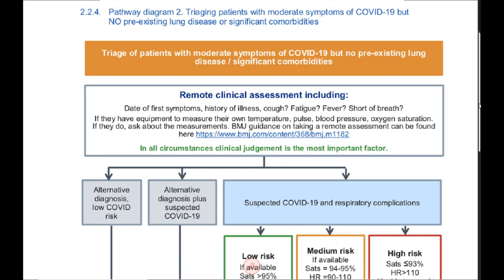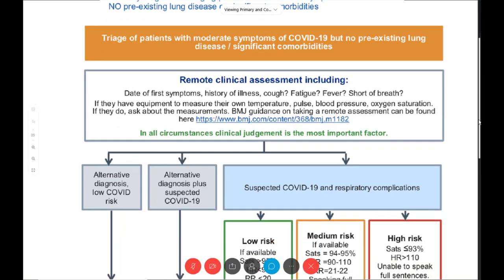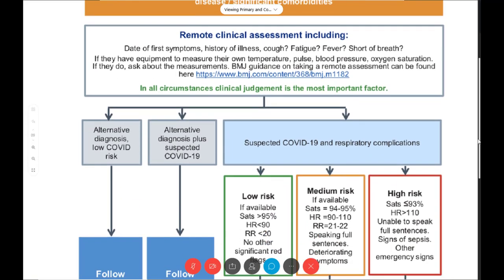If you are suspecting COVID because the patient has a pyrexia and a cough and other COVID-like symptoms, then we can risk assess them into 3 different categories. So these are the category 2A and 2B patients who are subdivided into low, medium, and high risk according to their physiological parameters. The physiological parameters are laid out, as you can see on the screen there, using the saturations, the heart rate, and the respiratory rate.